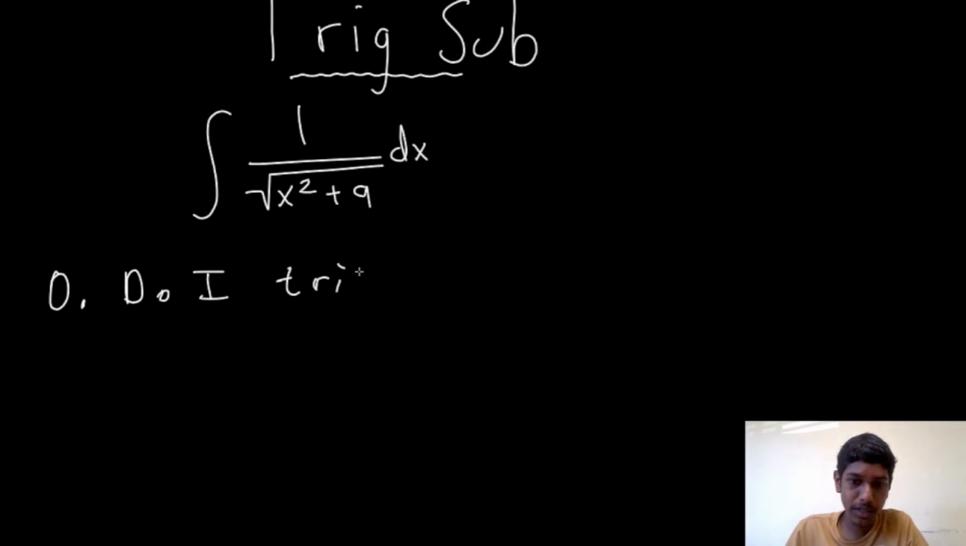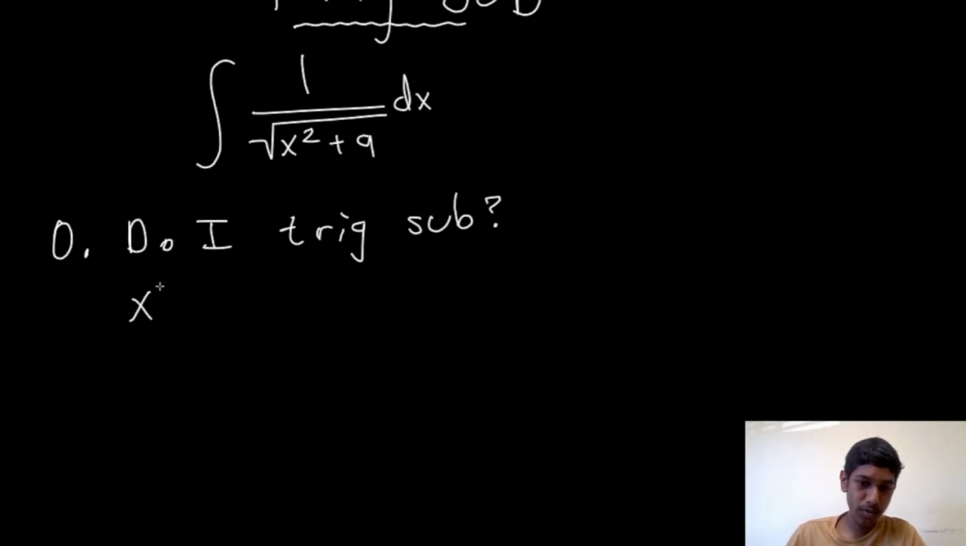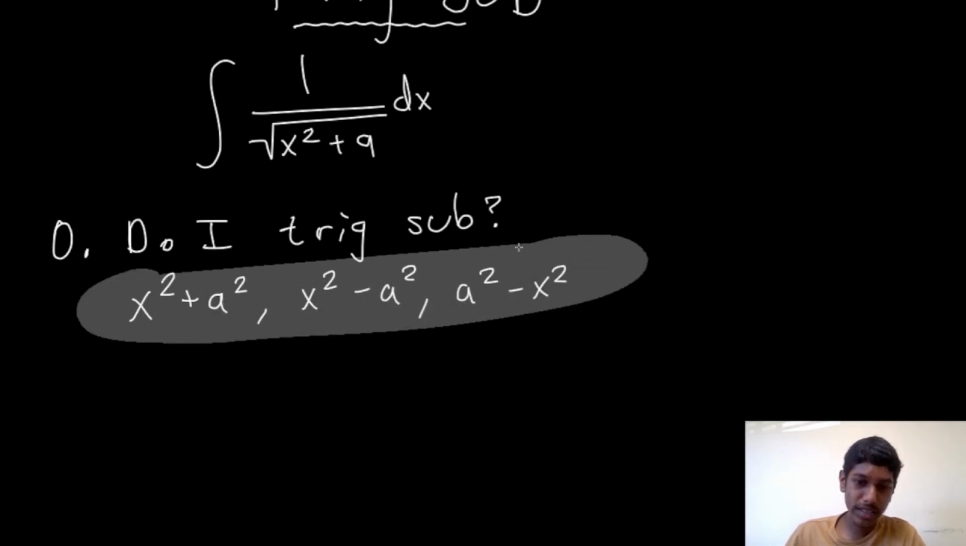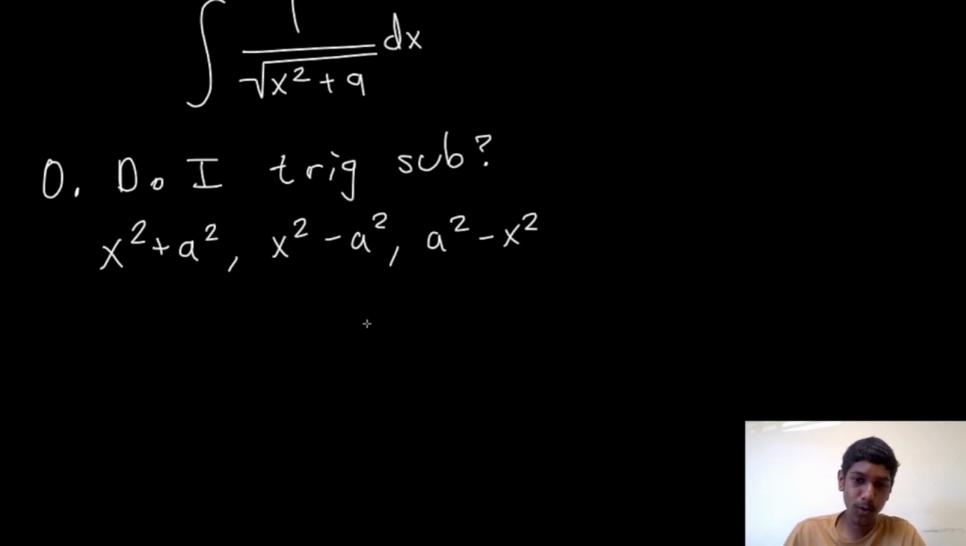So the first question we have to ask ourselves is, do you even trig sub? Because trig sub is quite a lengthy and annoying method to use. If you can use something else like u sub or partial fractions, that'll usually be faster, right? But there are some cues for trig sub, and the biggest one is one of these forms: x squared plus a squared, x squared minus a squared, or a squared minus x squared, where a is an arbitrary number, like 3, or 4, or something.